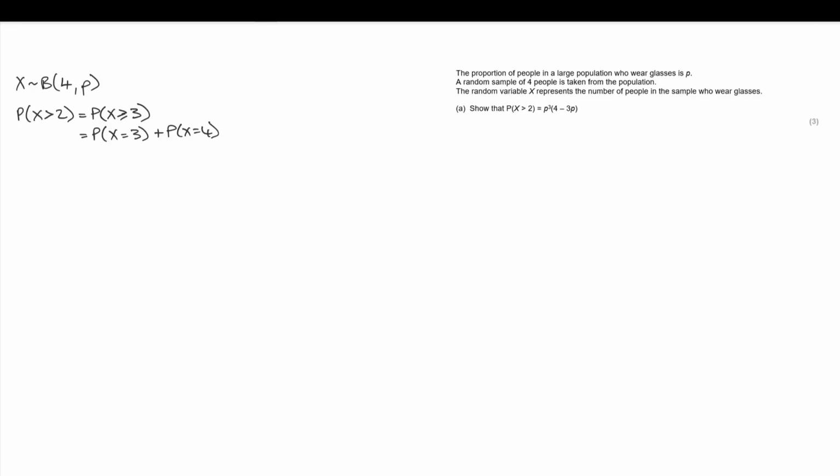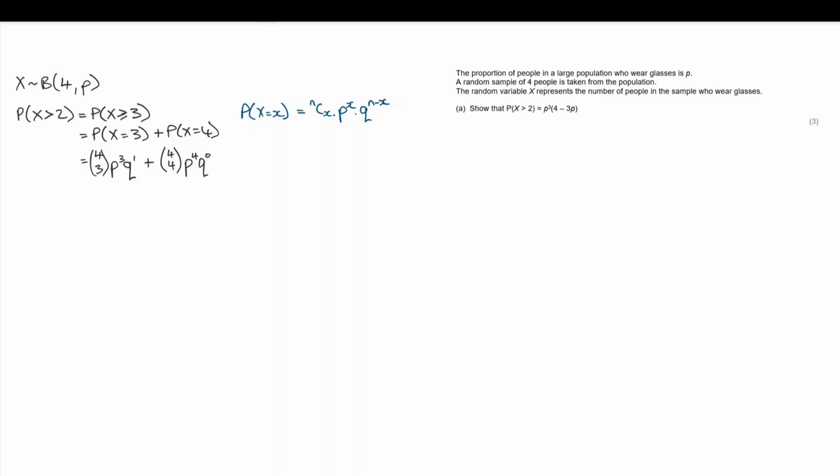We're going to need to default to the original probability function. So we know that the probability that the random variable equals any particular outcome is going to equal nCx, p to the power of x, and then q to the power of n minus x. So in the case of the probability that x equals 3, it's going to be 4C3, p to the power of 3, and then q to the power of 1. And then the probability that x equals 4, 4C4, p to the power of 4, q to the power of 0.